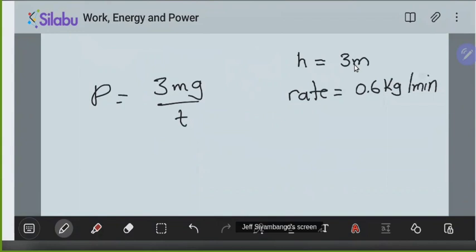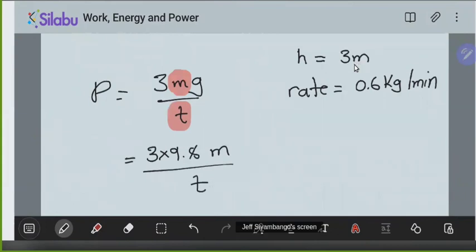The question did not say anything directly about the mass. It did not say anything about the time. We know g, so we can easily say this is 3 times 9.8, the g there. But the problem is with the m and also with the t. Now the question is, how do we sort out these two? How do you do that?